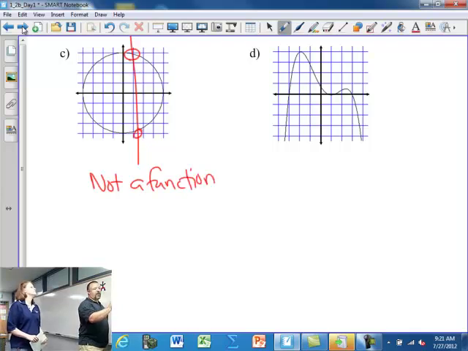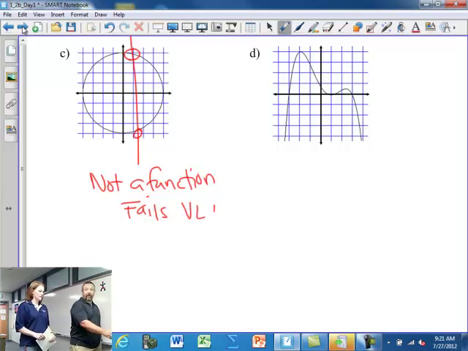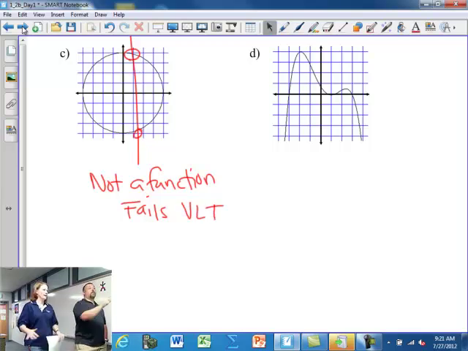And the reason is because it fails what we call the vertical line test. We're going to abbreviate that VLT, if that's okay with you. Okay, so touching the line more than once is bad.